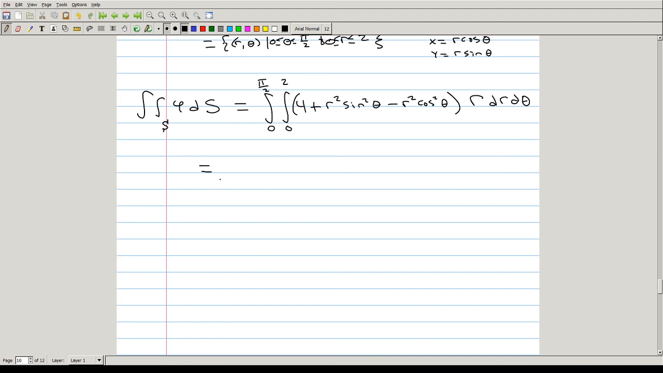So we go through, and this becomes, by linearity, the double integral of 4r dr d theta plus the double integral from 0 to pi over 2, 0 to 2 of r squared, sine squared theta minus cosine squared theta, dr d theta. And it's actually not r squared, it'll be r cubed, because we have r squared here and r here.